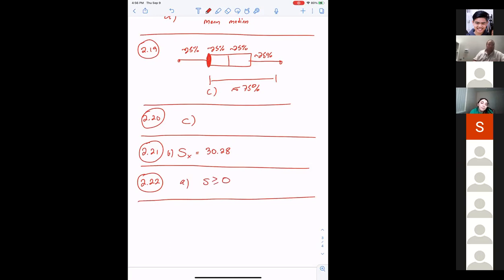By the way, when would S be equal to 0? What is the one and only situation when S will be equal to 0?